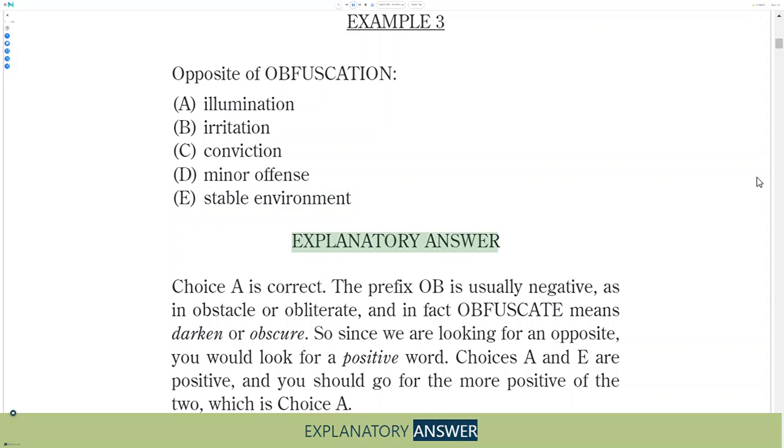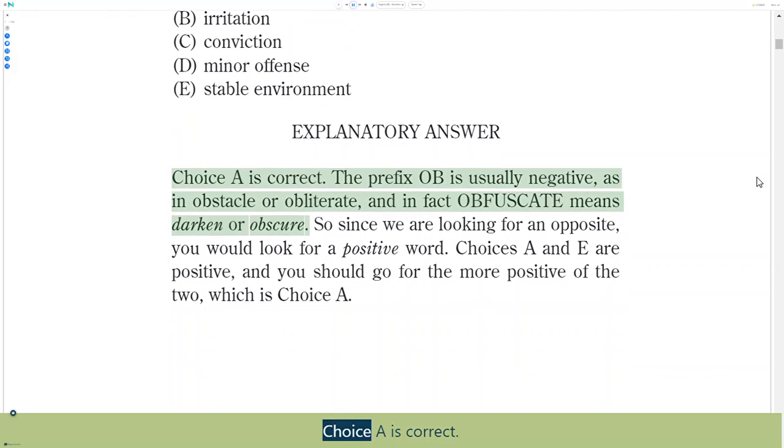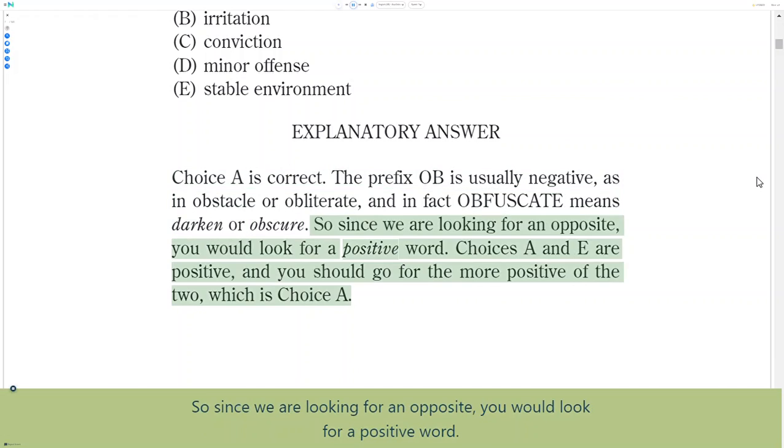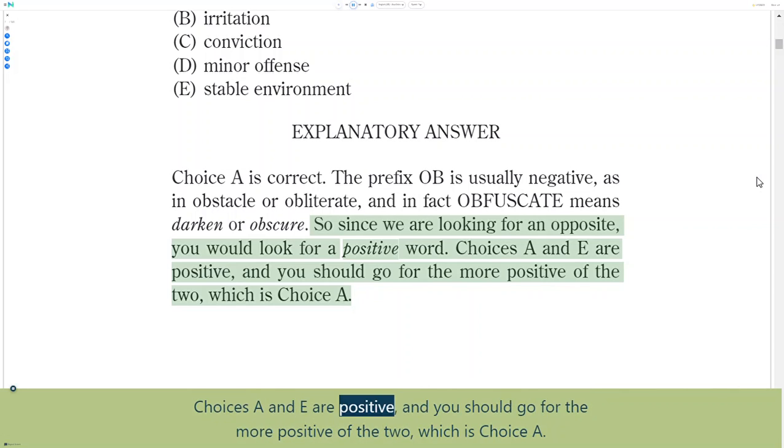Explanatory answer. Choice A is correct. The prefix OB is usually negative, as in obstacle or obliterate, and in fact obfuscate means darken or obscure. So since we are looking for an opposite, you would look for a positive word. Choices A and E are positive, and you should go for the more positive of the two, which is choice A.